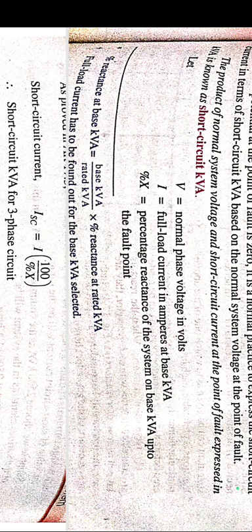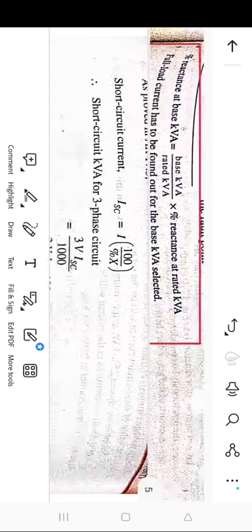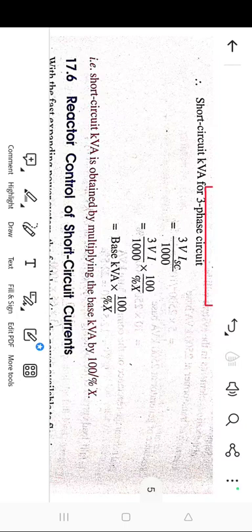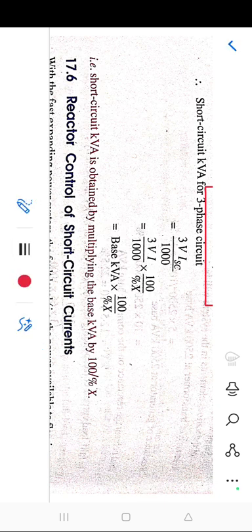Percentage reactance at base kVA is equal to base kVA by rated kVA into percentage reactance at rated kVA. Short circuit current, IS, is equal to I into 100 by percentage reactance, which is base kVA into 100 by percentage reactance. Short circuit kVA is equal to base kVA into 100 by percentage reactance.